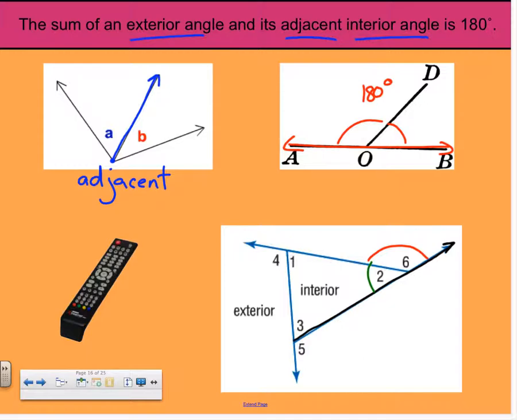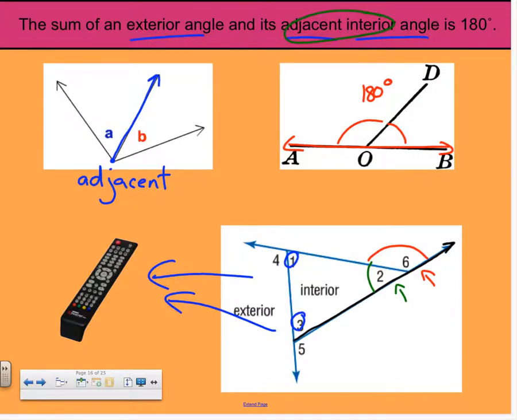Oh, I forgot one more thing. So, here, let's say we're focusing on angle 6. If this is our exterior angle, then angle 2 is going to be our adjacent interior angle, like we talked about up here. Well, there's a special name for these other two interior angles. Compared to angle 6, these are also interior angles, and they're called remote interior angles. Hence the picture of the remote.